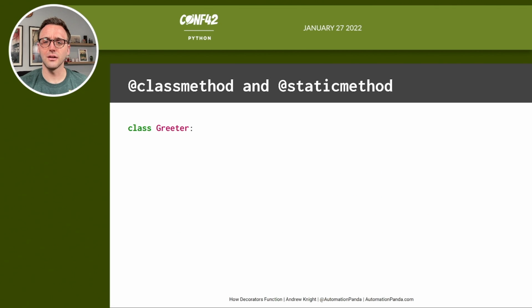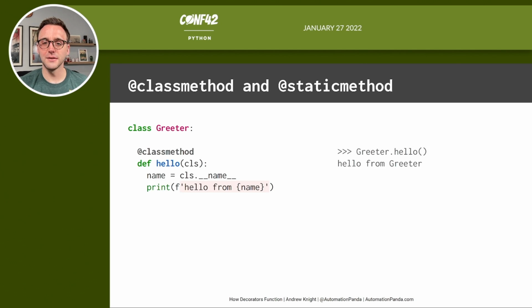Let's start by comparing the class method and static method decorators. We'll revisit the greeter class we saw before. The class method decorator will turn any method into a class method instead of an instance method. That means this hello method here can be called directly from the class instead of from an object of the class. The decorator will pass a reference to the class into the method, so the method will have some context of the class. Here, the reference is named cls, and the method uses it to get the class's name.